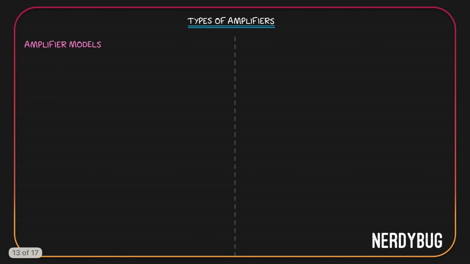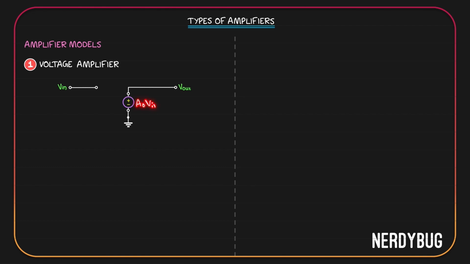Let us now make their models. First, we'll take the ideal cases where all these amplifiers have 0 or infinite input and output impedances as required. Let's take the first case, voltage amplifier. Input is a voltage, output is a voltage. We can model it like this. We called the gain of a voltage amplifier AO. So here output will be AO multiplied by input.